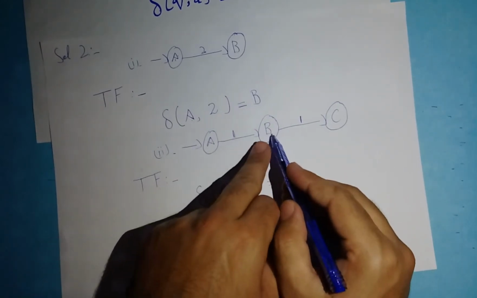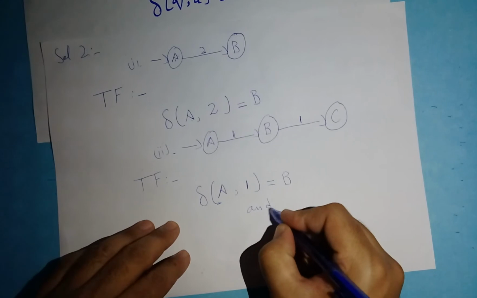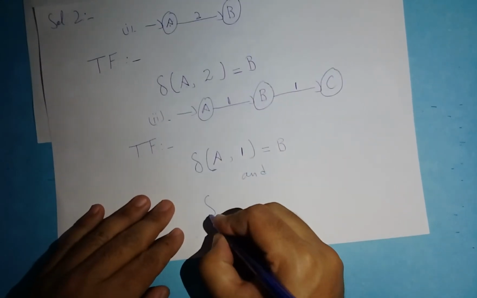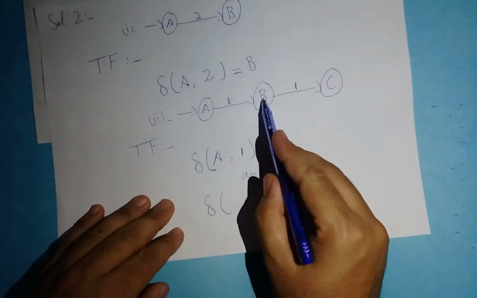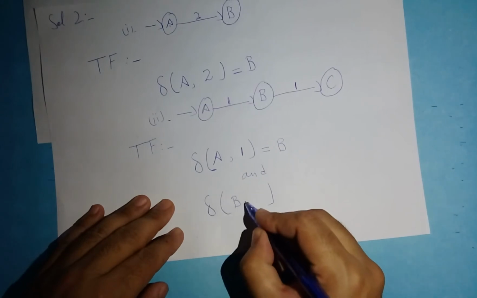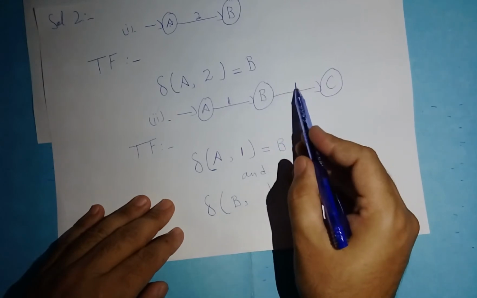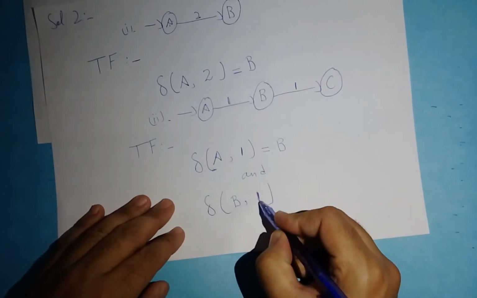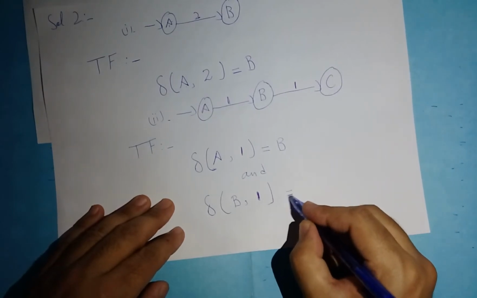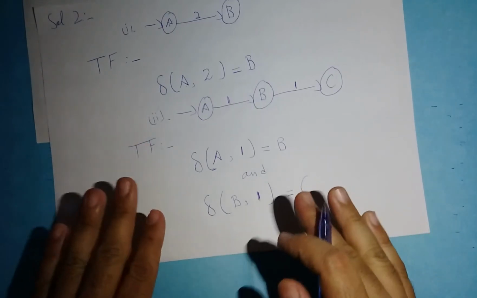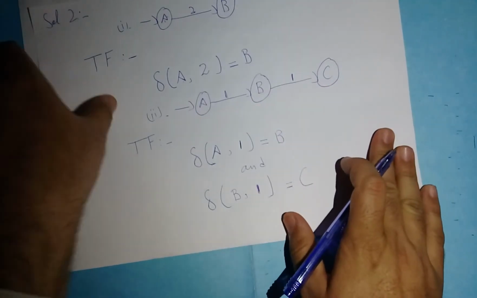Now I completed until B. Now I have to complete from B to C. So again I make the sign of transition function, and again the bracket. Now I'm on state B, so here I write down state B. From state B I take the input 1 again, so here I write down 1, so I reach state C, so it is equal to C. Now I made the transition function of this automata.